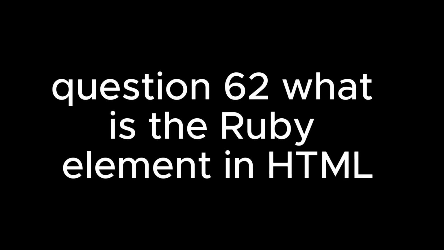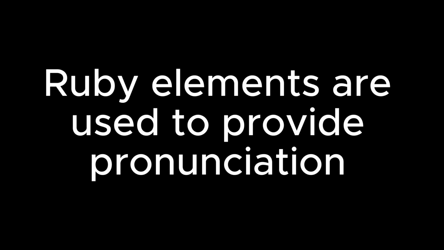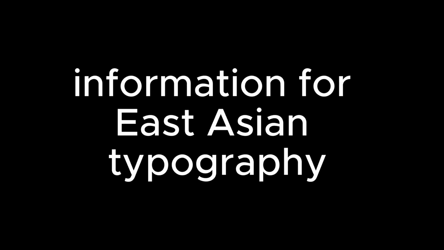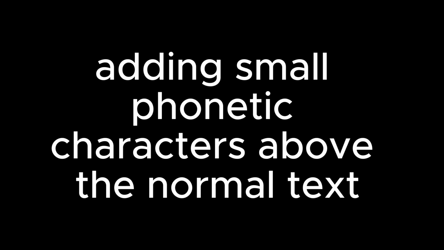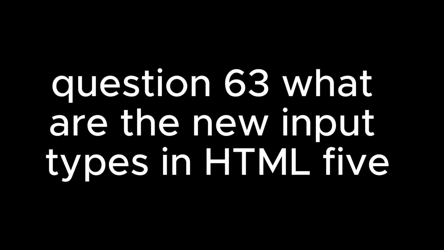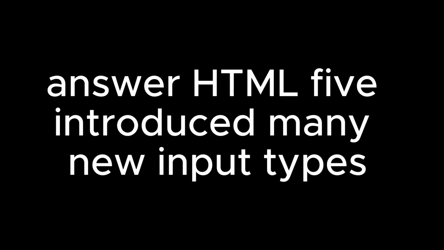Question 62. What is the Ruby element in HTML? Answer. Ruby elements are used to provide pronunciation information for East Asian typography, adding small phonetic characters above the normal text. Question 63. What are the new input types in HTML5? Answer. HTML5 introduced many new input types such as color, date, datetime-local, email, number, range, search, tel, time, URL, and week.